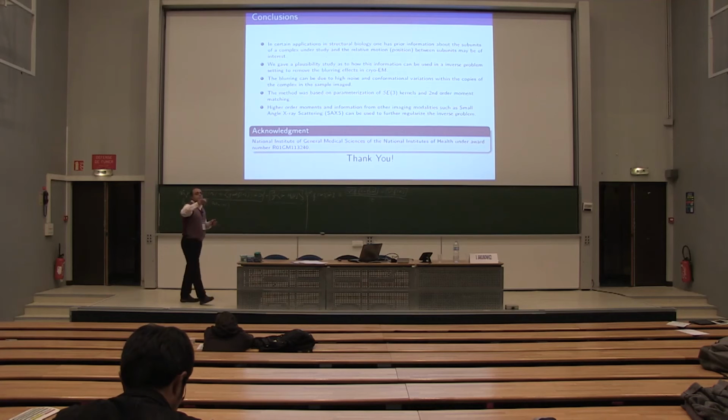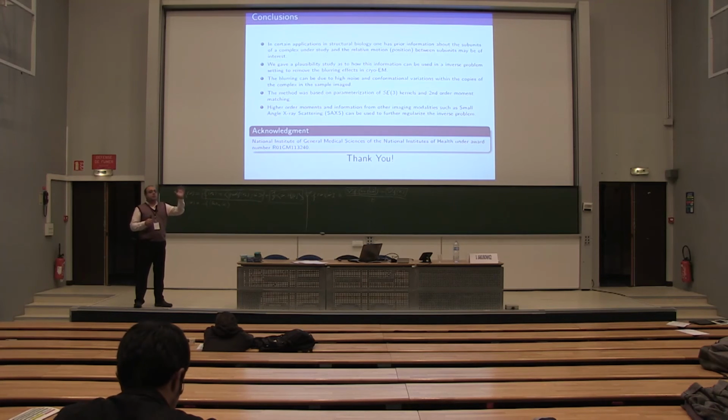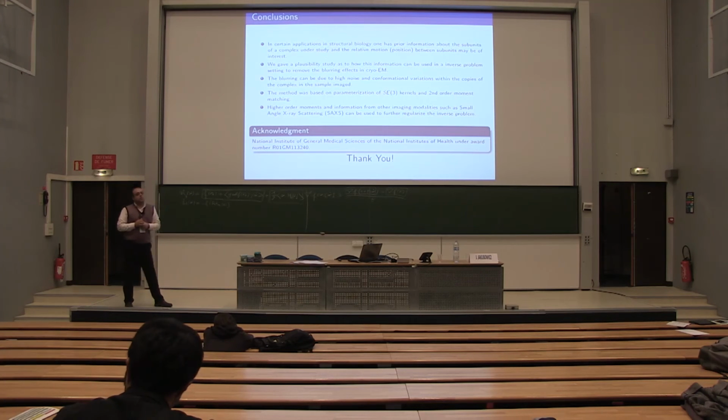So the mean in SE3 has 6 parameters because you have 3 parameters for rotation and 3 parameters for translation. And then when you go to the covariance matrix, you have a 6 by 6 matrix. Okay, so that becomes 21 variables by symmetry. Yeah.